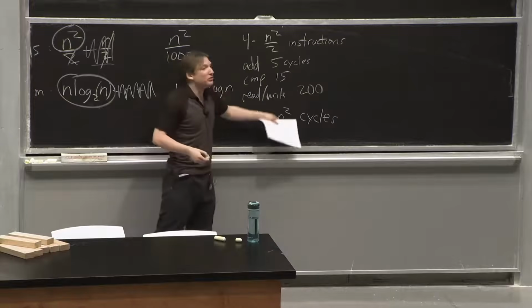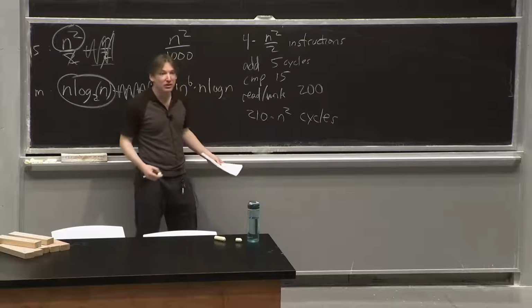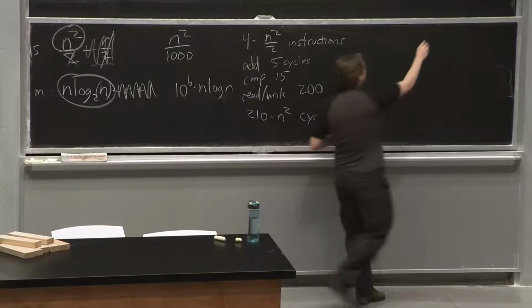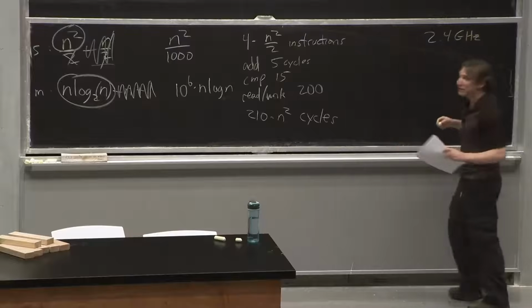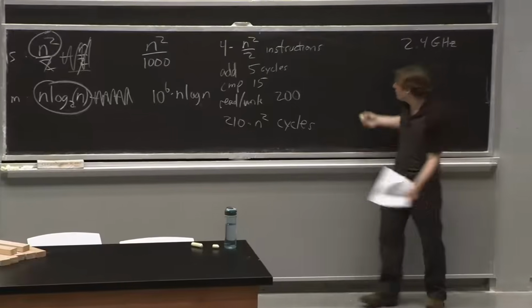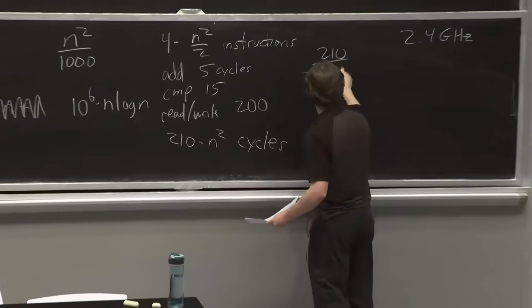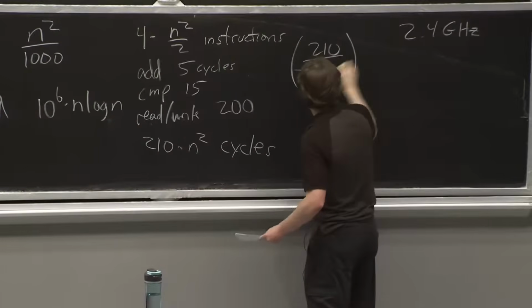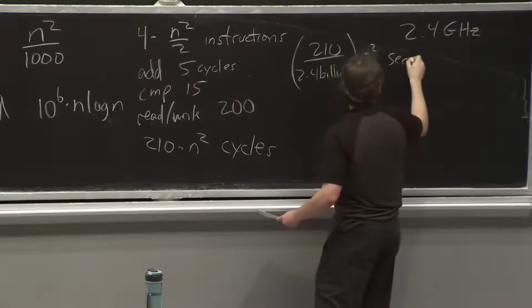OK, so we're changing our unit. We're measuring different things. Let's measure something else. Say we're on a 2.4 gigahertz processor. How long does this take in real life time? Well, it takes about 210 divided by 2.4 billion, sorry, times n squared seconds.